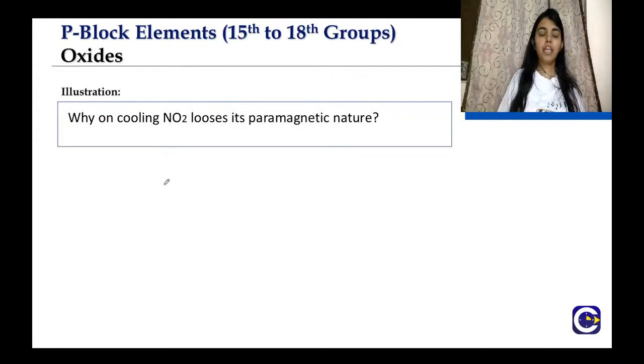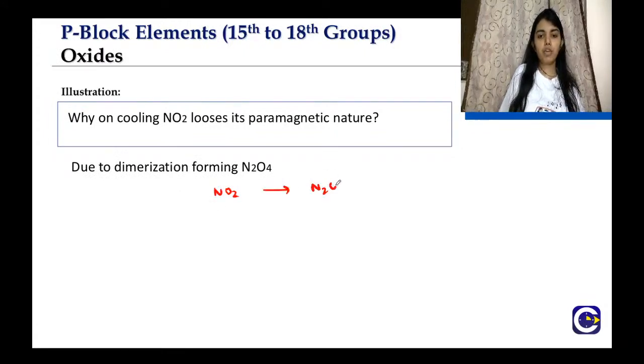Why on cooling does NO2 lose its paramagnetic nature? This also we have done, that NO2 on cooling dimerizes into N2O4 to remove its paramagnetic nature. Now it becomes diamagnetic, as it was an odd electron species. Now it is paired in N2O4.